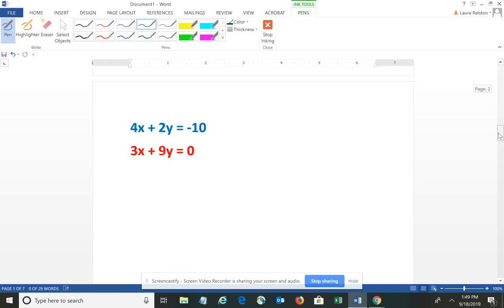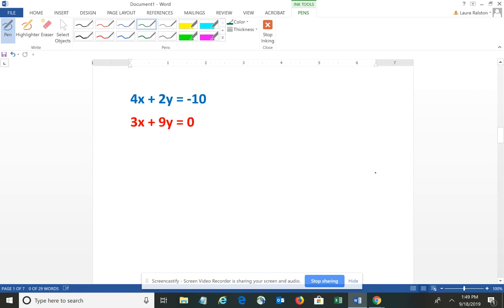Okay, let's skip on down to the next one. I have 4x plus 2y equals -10, and 3x plus 9y equals 0. One thing I noticed about these is none of the coefficients are 1, but I do realize that 4 is a multiple of 2 and 9 is a multiple of 3. So I have some leeway there, and if I do it right, I can probably avoid having fractions.